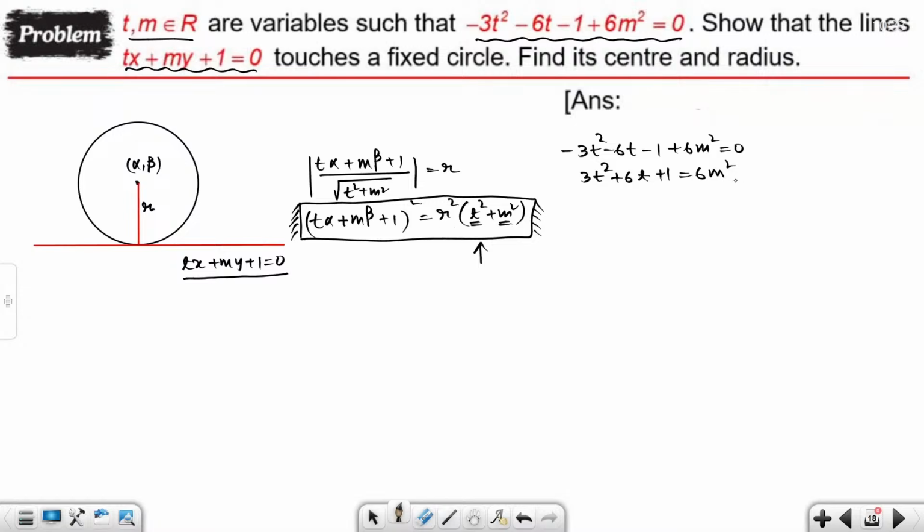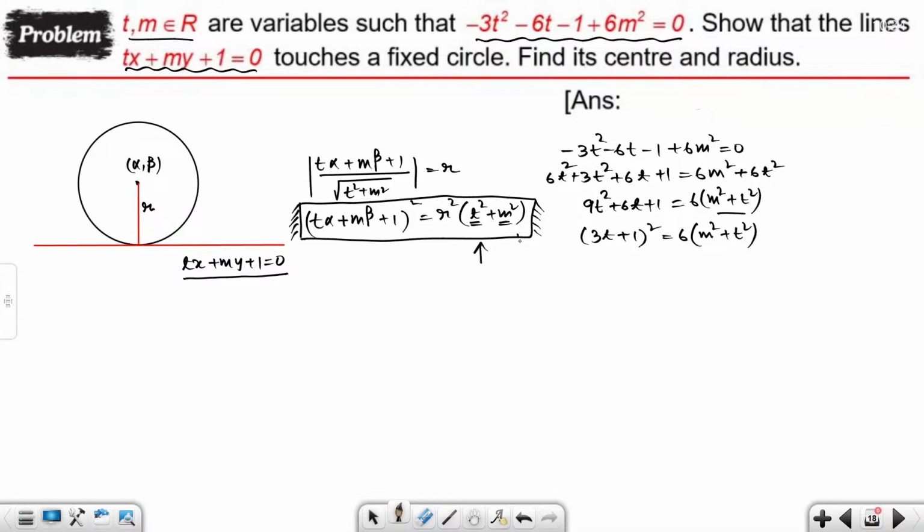So naturally, to get this form, I will add 6t square to both sides. The left hand side we are getting as 9t square plus 6t plus 1. But if you observe, you will find that you are getting the form on the right hand side, that is r square into (t square plus m square). The left hand side can be written as (3t + 1) whole square, which equals 6 times (m square plus t square). Am I correct?